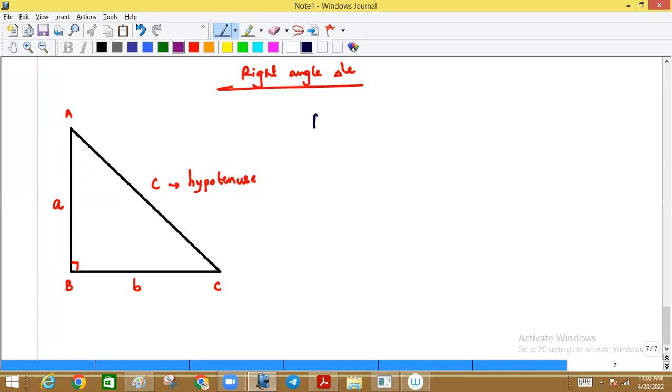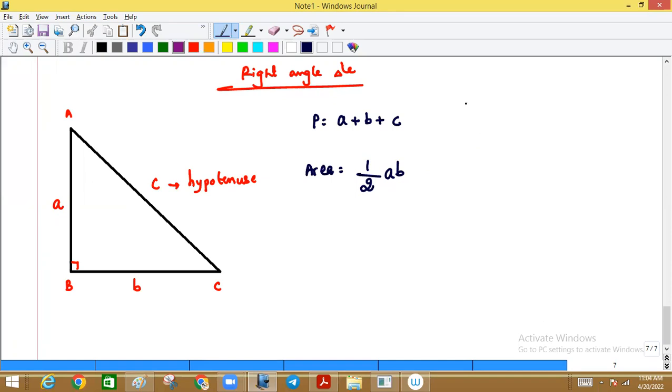What is the perimeter? Sum of all the sides, that is A plus B plus C. Then the area. Area of a right angle triangle is very easy to find out. Other than the hypotenuse, you multiply the other two sides and divide by 2. Half into base into height. One side becomes the base, another side becomes the height. So half into base into height is the area of a right angle triangle.